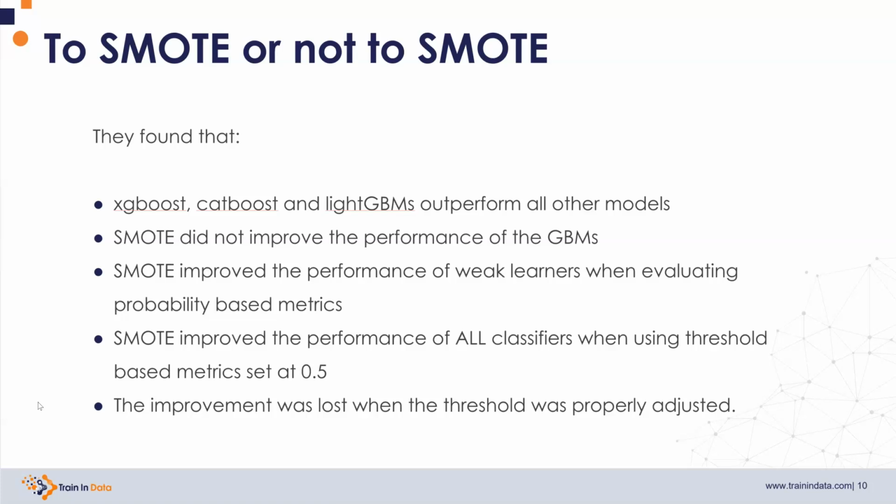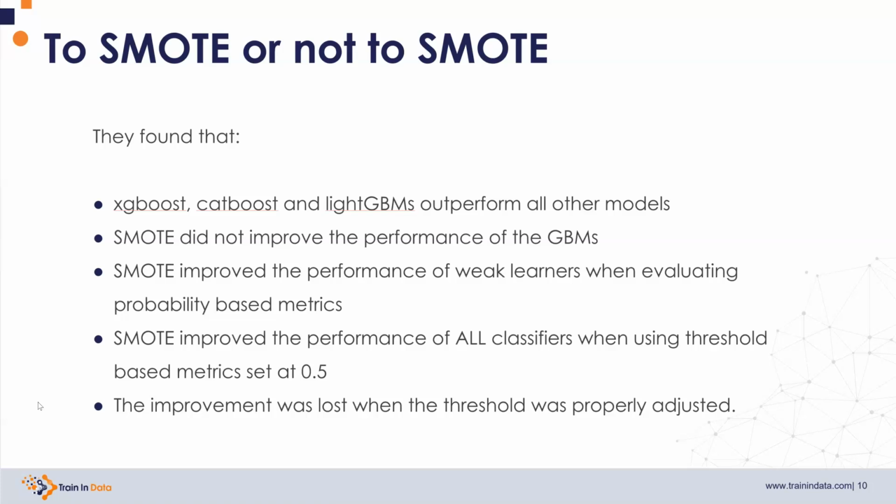Now they then evaluated the improvement that SMOTE brings on all these classifiers when they use a cutoff of 0.5 and evaluate metrics like precision, recall, false positives, and false negatives. And what they saw is that SMOTE improved the performance of all classifiers when the threshold was arbitrarily set at 0.5. But here is the interesting bit.